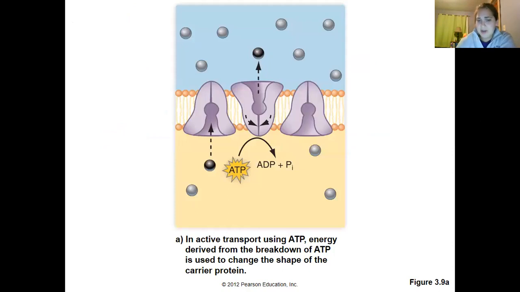So here's an example of an active transport using ATP. Energy again derives from the breakdown of ATP, and it's used to change the shape of the carrier protein. So again, it's almost like a lock and key. The protein's going to come in and let that transport know, hey, you need to open up so we can allow more of that nutrient into the cell. For example, water is a really easy one, if it needs to allow more water into the cell or water out of the cell.